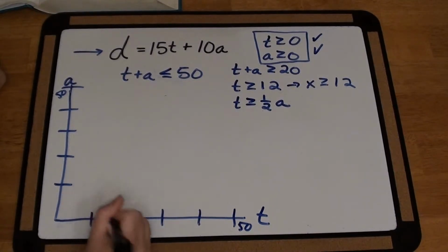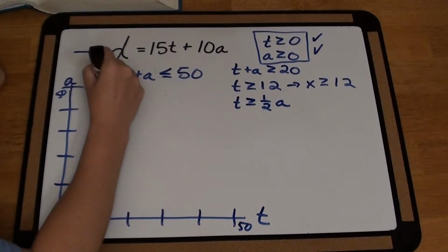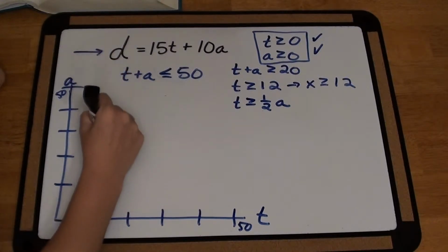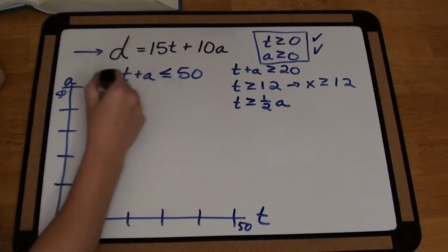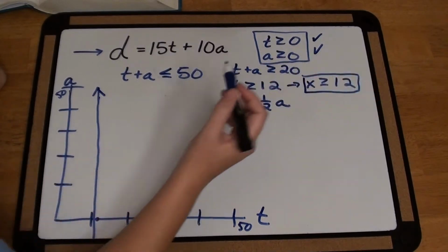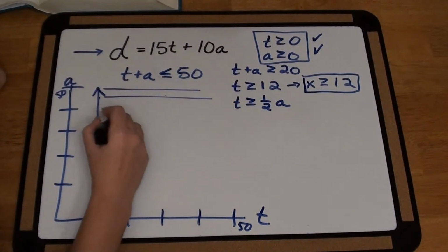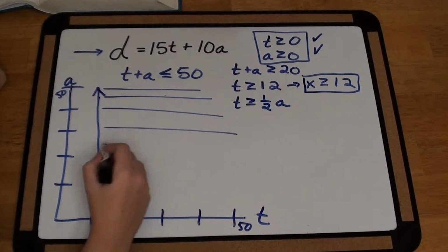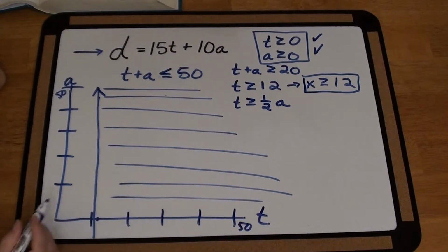12 will be right here, which means my first line that I'm going to make is a solid line. This line represents this equation here. I've got to be greater than or equal to 12, which means everything over here. There's that one. How pretty.